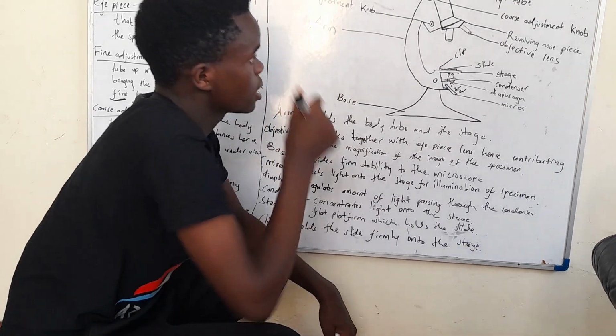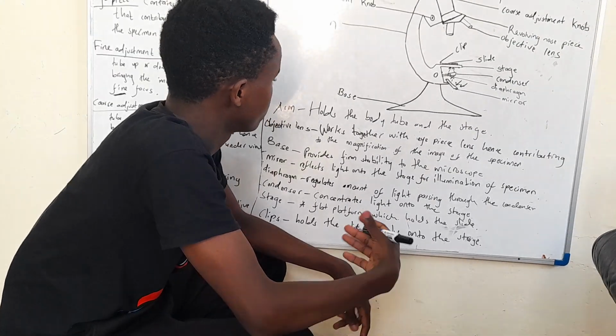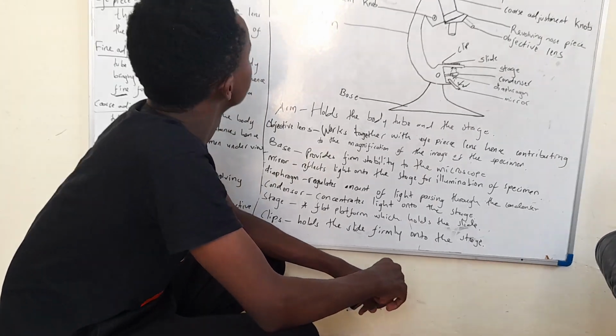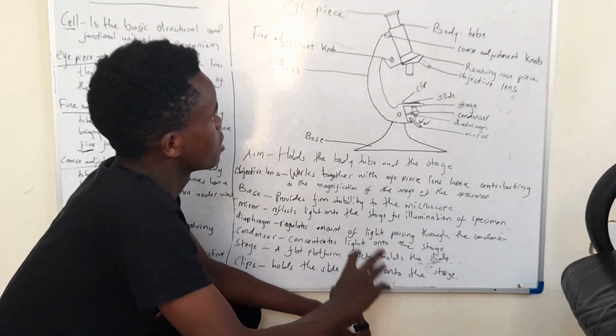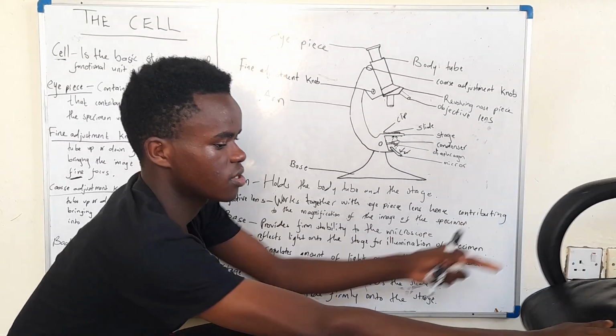So guys, you are done with the functions of the parts of the microscope. I'm going to start back so maybe you can take a screenshot of all of them. Then we move on to the other objective for today.